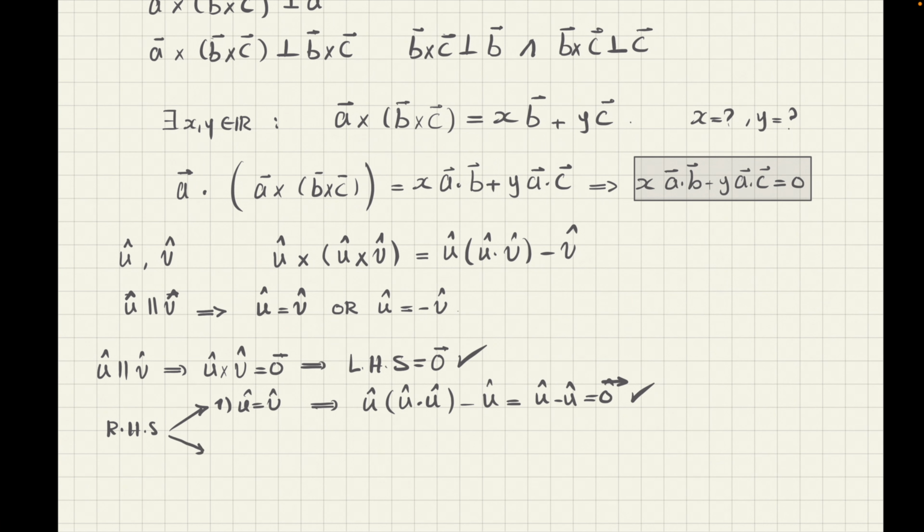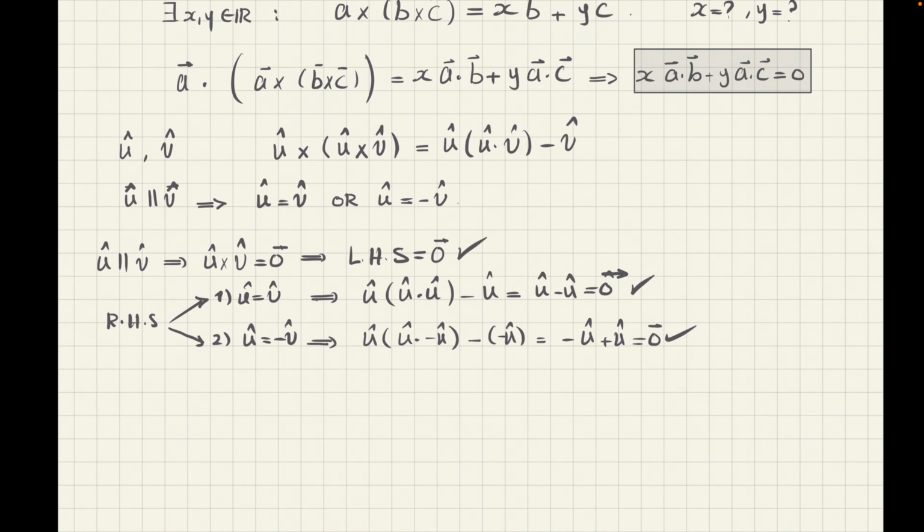But then it might happen that u equals negative v. Then the right-hand side becomes what? Instead of u I put u, but instead of v I put minus u. So it becomes u dot minus u, and then minus minus u. So it becomes minus u plus u this time, and this becomes the zero vector. Again, they are equal. So it means that if u and v are parallel, then this rule applies. But what happens if u is not parallel to v?